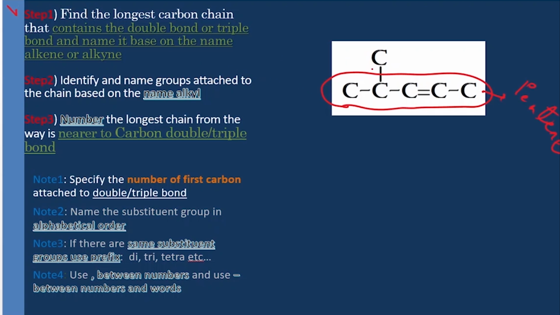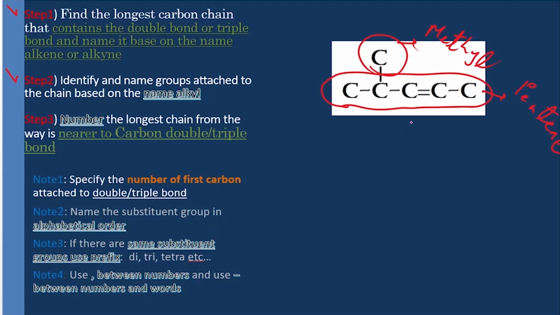In step 2, we have to identify the substituent group. Here we have only 1 carbon, and we know the name of 1 carbon based on alkyl is methyl. And this is step 2.